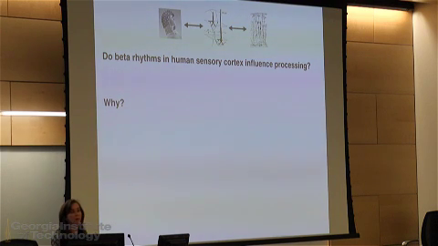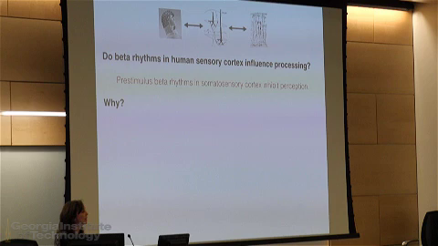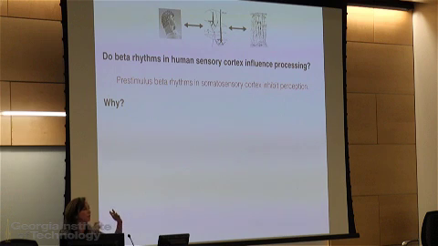And so there are two main questions that I'm going to address in this talk. The first is, do beta rhythms in human sensory cortex influence processing? And if so, why? As you can imagine, the answer to the first question is yes. And I'm going to show you several lines of evidence that suggest that pre-stimulus beta rhythms in this spontaneous period before a stimulus predict inhibited perception.